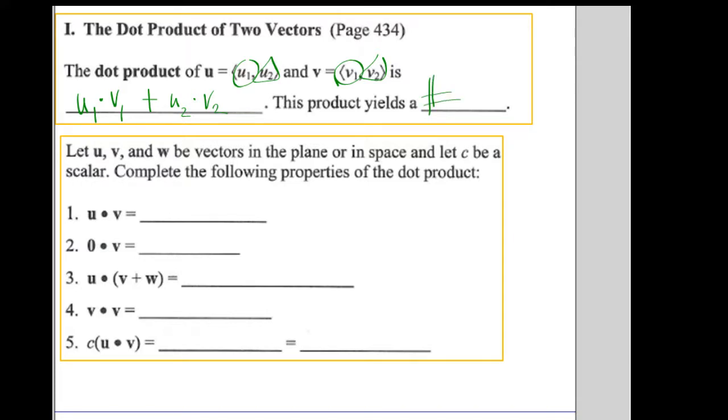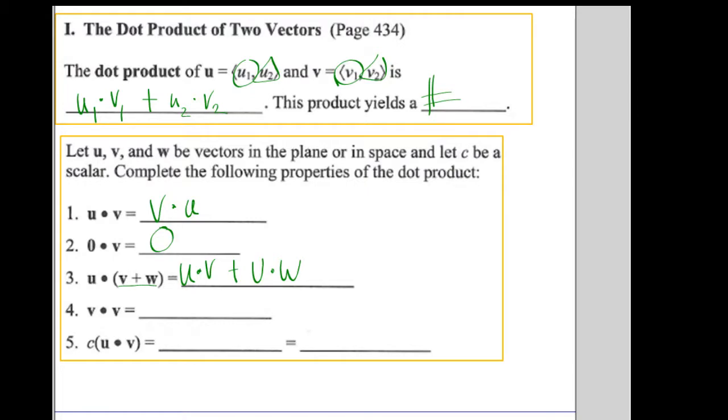So a couple things we should look at are the properties. If you've got u dot v, it's the same thing as v dot u. So order doesn't matter. 0 dot any vector comes out to 0. Number 3 says, if you've got two vectors being added together, dotted with a third, you can take u dot v plus u dot w.